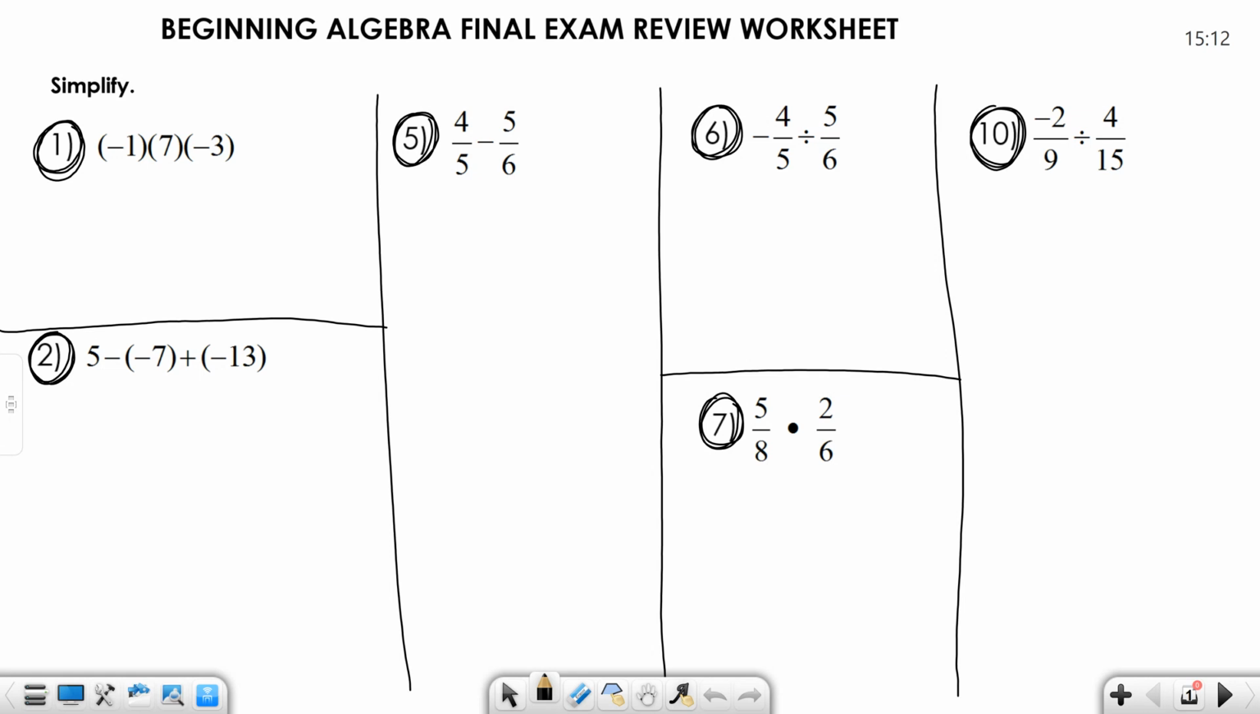This is your beginning algebra final exam review. These are some of the problems from the worksheet that I put in Canvas for you. This is just for the spring of 2020, very abbreviated review here.